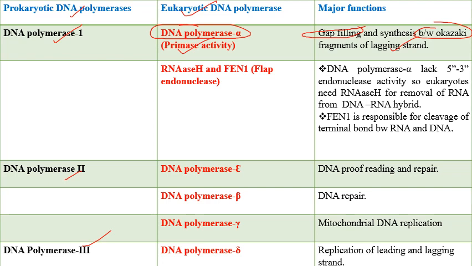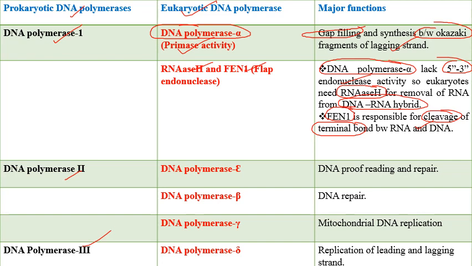Then next, in case of eukaryotes, there are some other enzymes, that is RNase H and FEN, that stands for flap endonucleases. As we know that DNA polymerase alpha lacks 5' to 3' endonuclease activity, eukaryotes need the RNase H enzyme for removal of RNA primer from the DNA-RNA hybrid. And this FEN1, that is flap endonuclease 1, is responsible for cleavage of the terminal bond between RNA and DNA. So the terminal bond present between RNA and DNA is removed by FEN1.